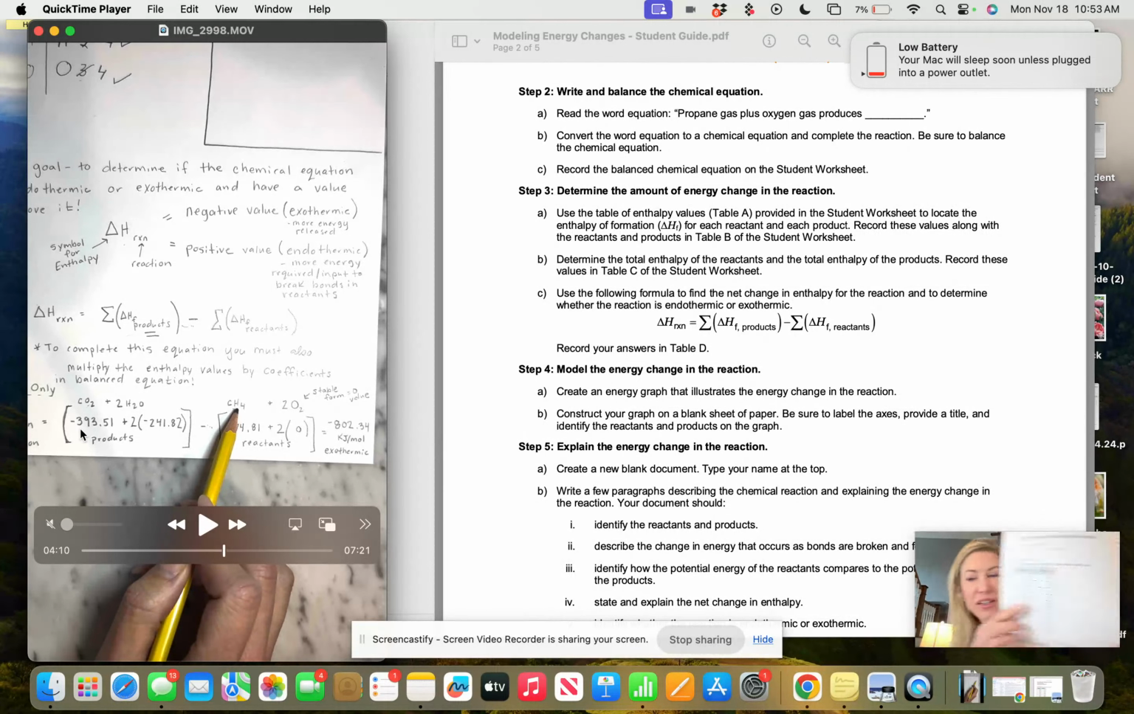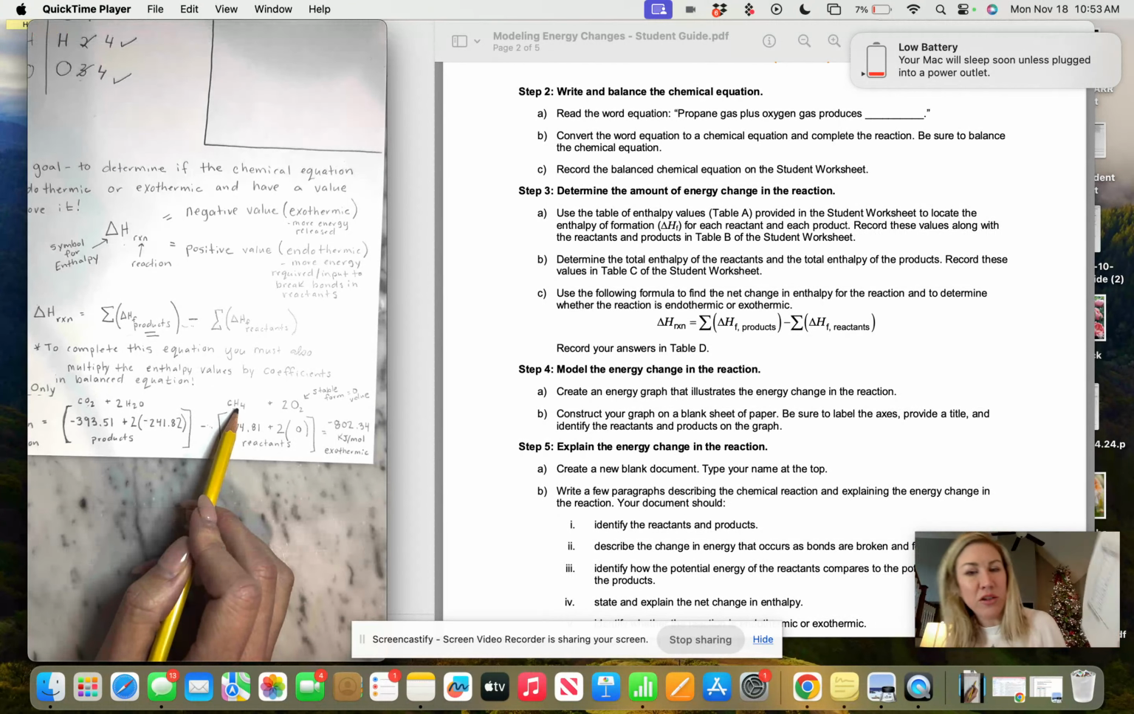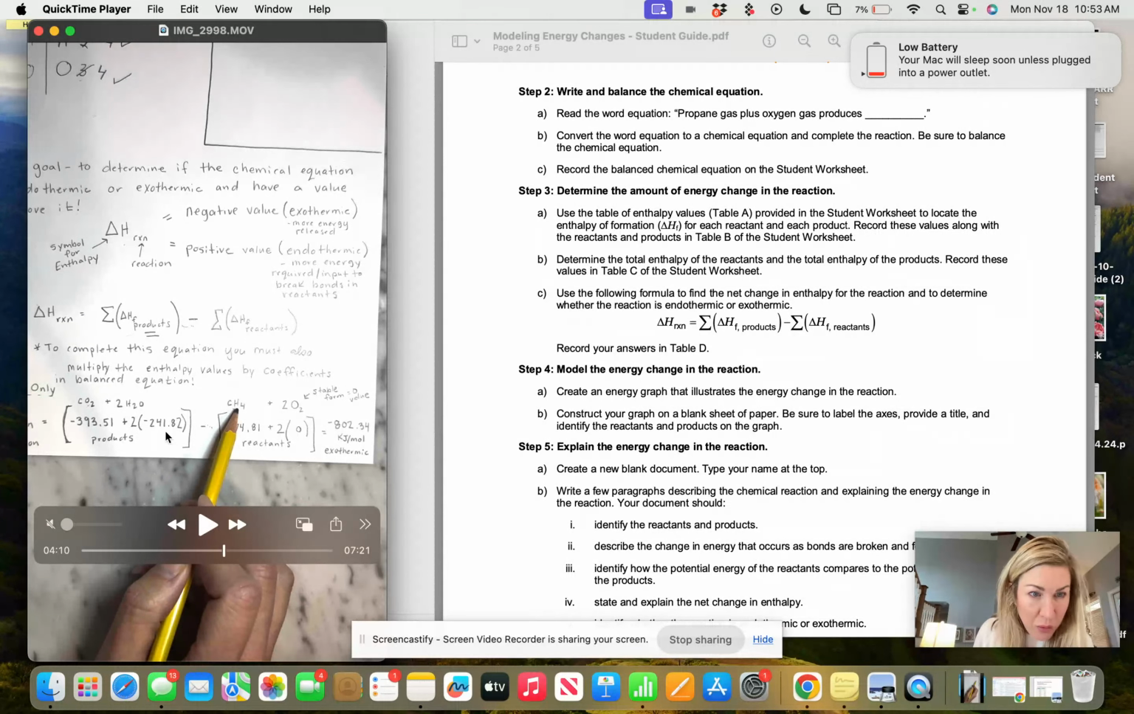And that number is the exact value that's in this chart because there's no coefficient in front of the carbon dioxide. So negative 393.51. Okay, and I'm adding that, again, this sign here means the sum of. I take the 2 coefficient from the water, and then I'm using water's value from this chart, which is negative 241.82. All right, and then I bracketed that off.